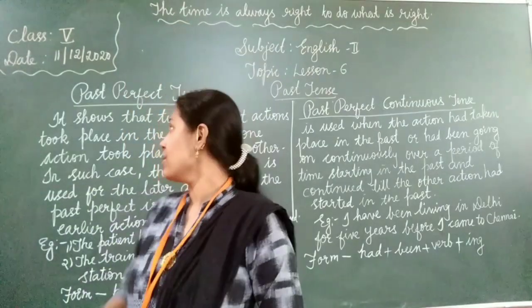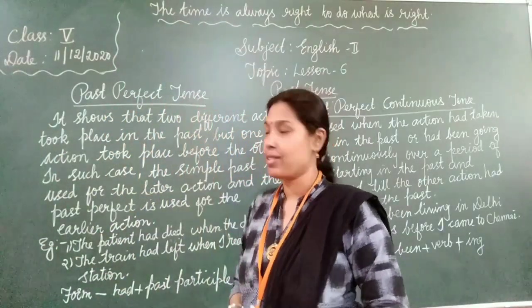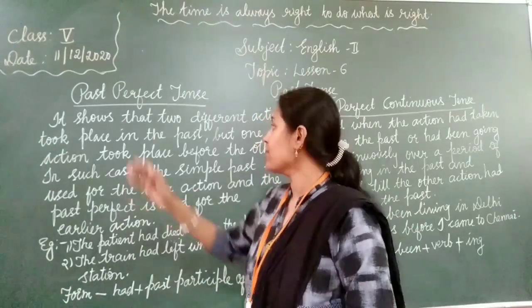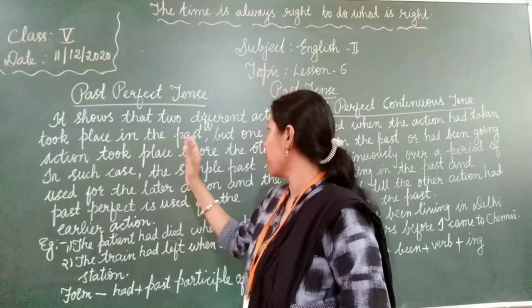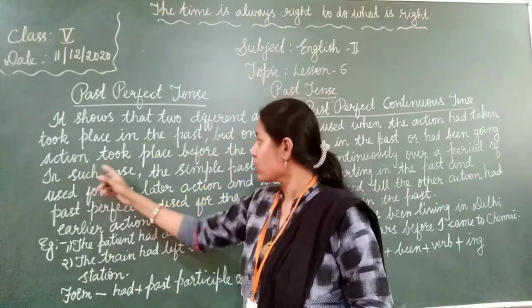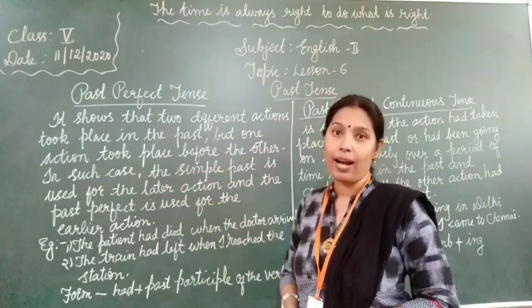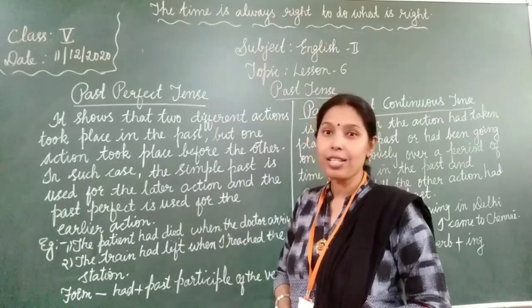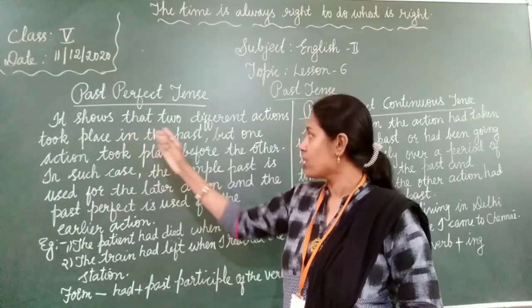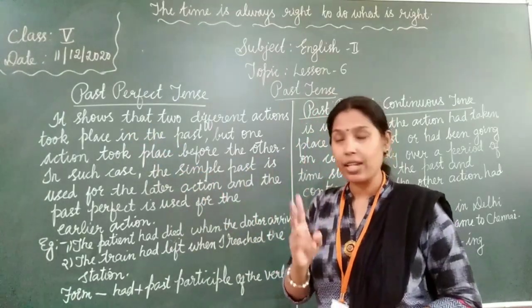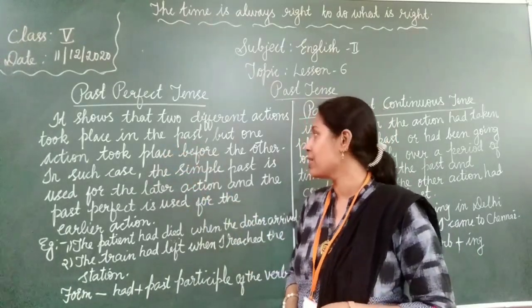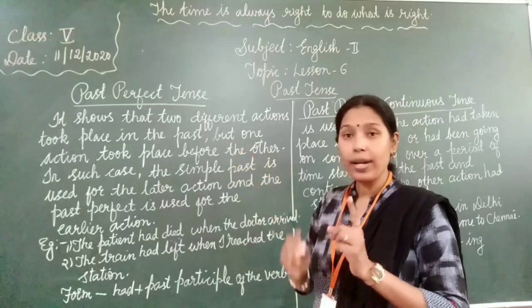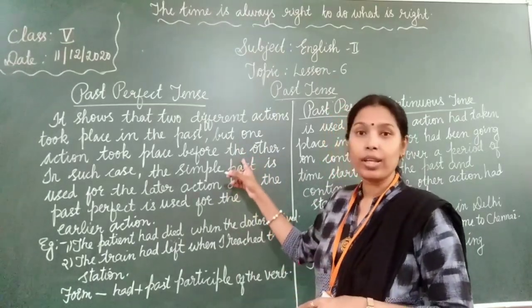Children, next is past perfect tense. What is past perfect tense? It shows that two different actions took place in the past, but one action took place before the other.